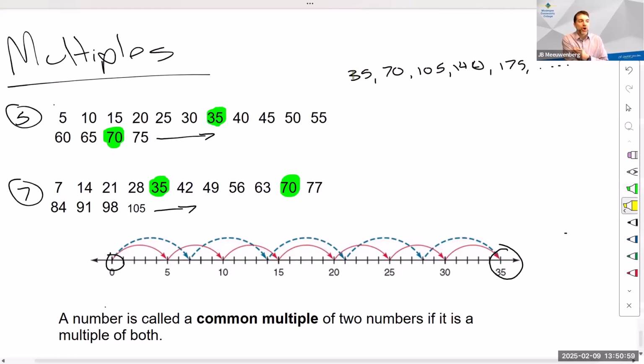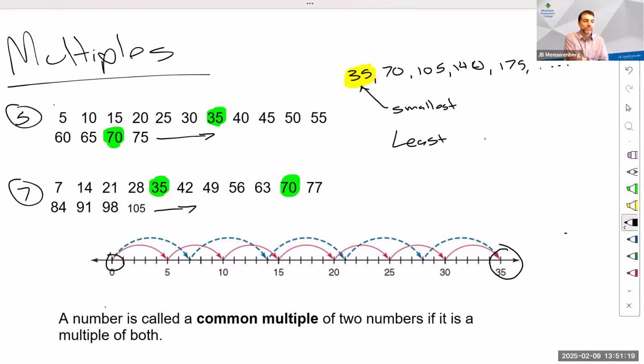When you start looking at common multiples, there's always going to be a smallest one. There's not going to be a biggest one because they go on infinitely, but there's always going to be a smallest multiple that they have in common. And we have a name for that, and it is called the least common multiple. Least common multiple. Often we will abbreviate that as LCM. So the least common multiple between 5 and 7 is 35.